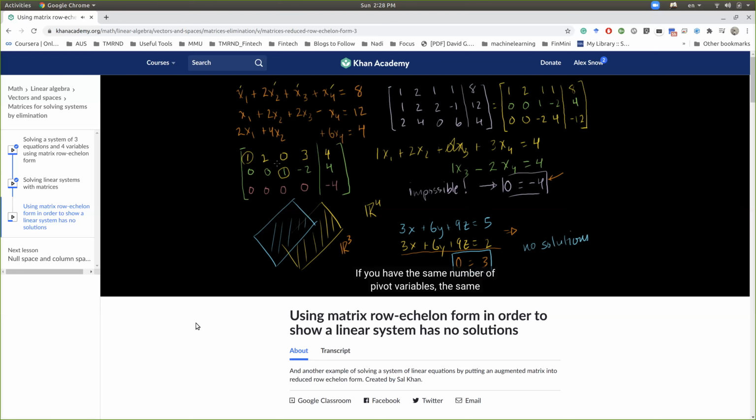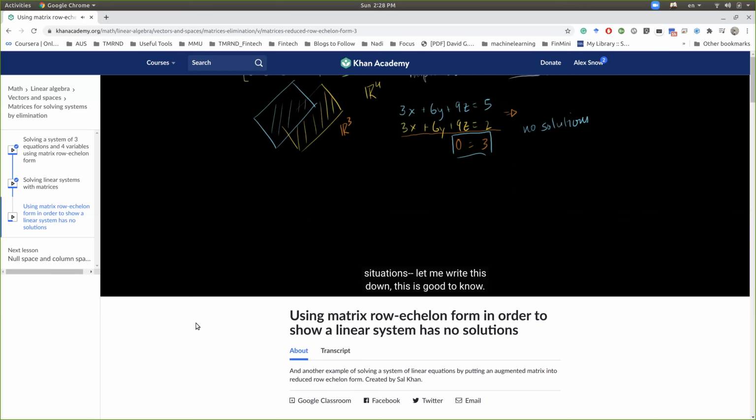Let me write this down, this is good to know. If you have 0 is equal to anything, then that means no solution. If you're dealing in R3, you're probably dealing with parallel planes. In R2, you're dealing with parallel lines.